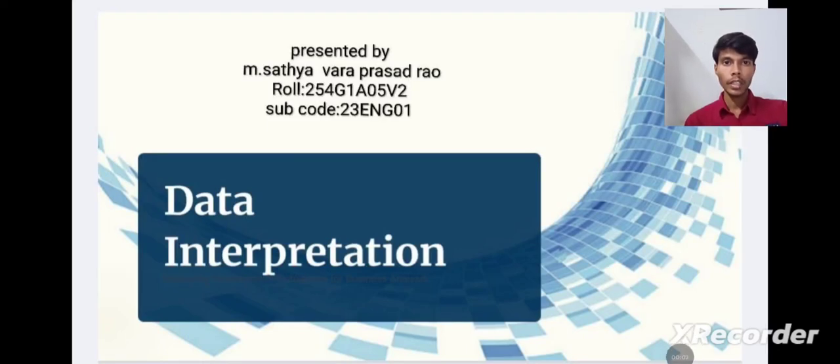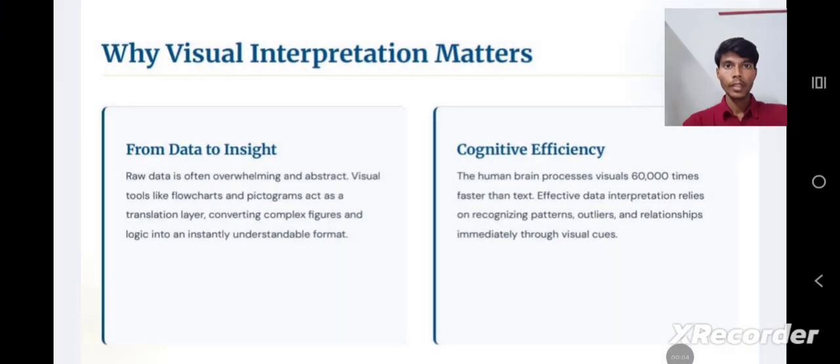Today my topic is data interpretation. Why visual interpretation matters. From data to insight, raw data is often overwhelming and abstract. Visual tools like flowcharts and pictograms act as a translation layer, converting complex figures and logic into an instantly understandable format.